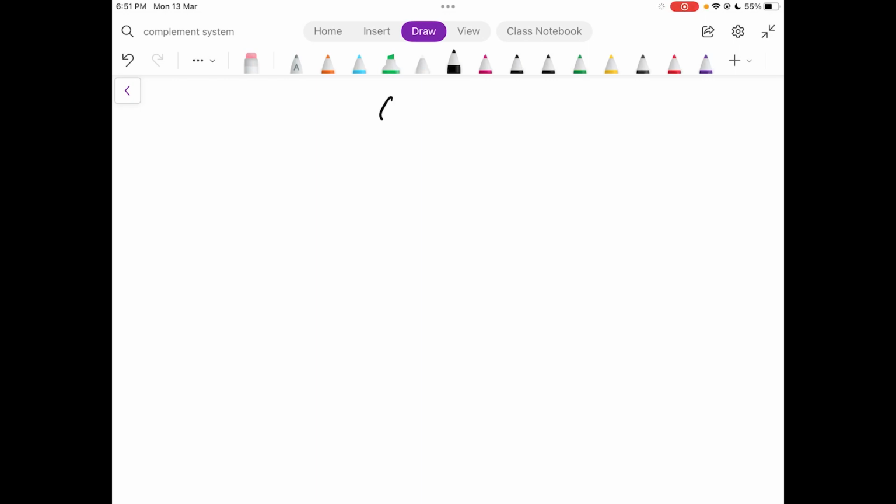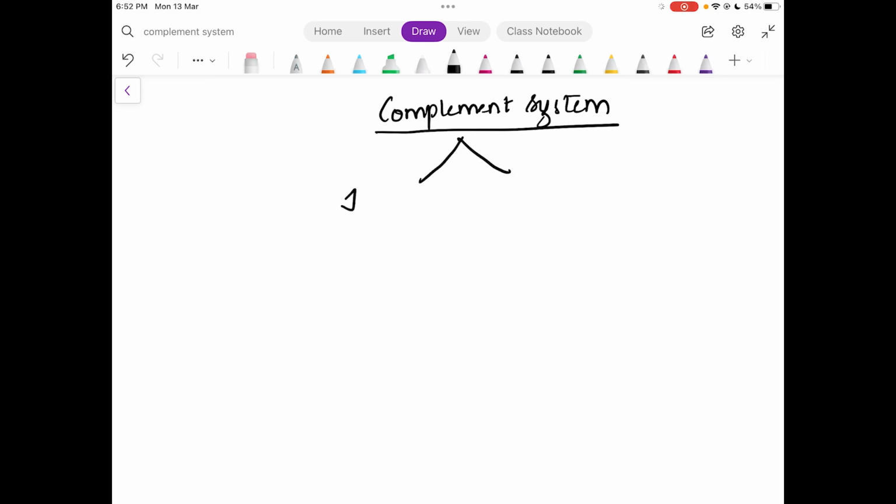Today we are going to discuss the complement system. What happens in the complement system? How is it helpful? The complement system is seen in both innate immunity and adaptive immunity.